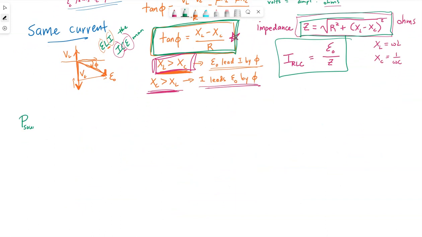Power of the source. Now, this is actually incorrect in the test notes. That's my fault, I typed it in wrong. The power of the source is equal to IRMS times ERMS times the cosine of phi.